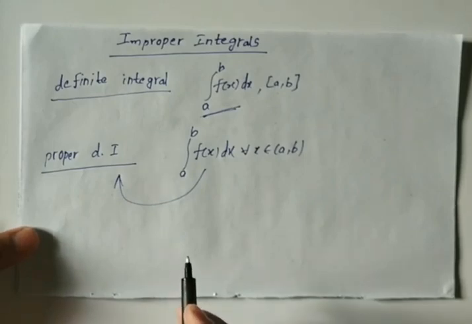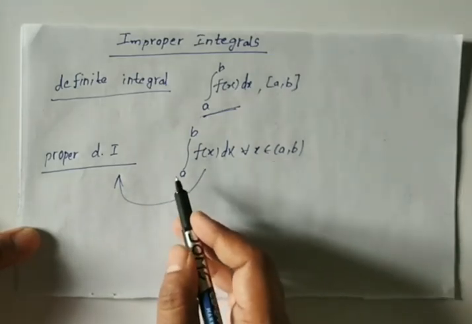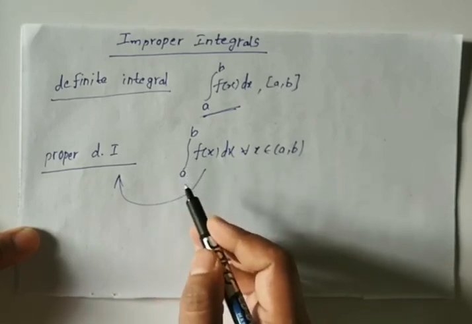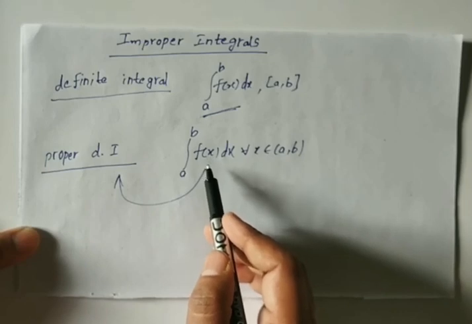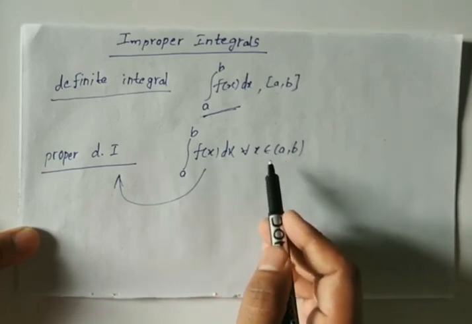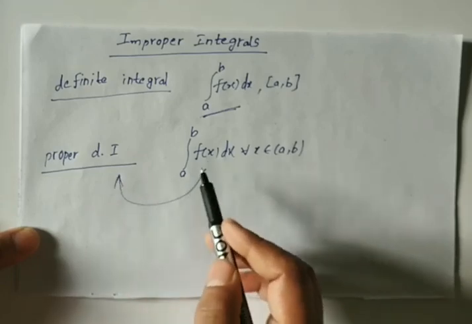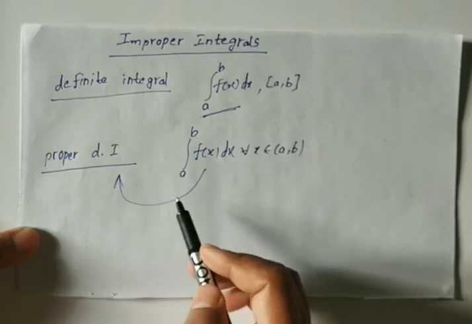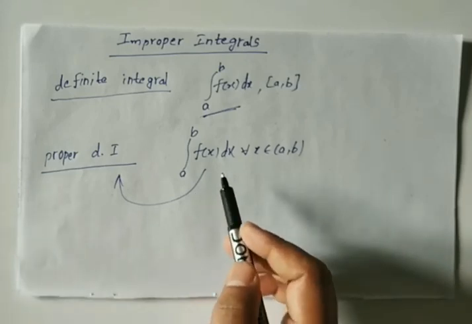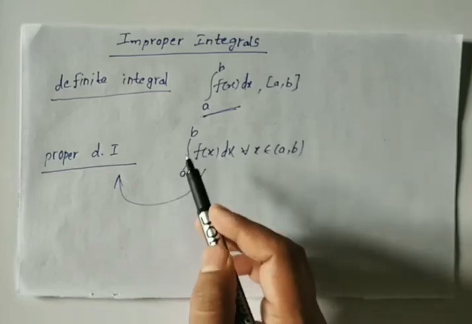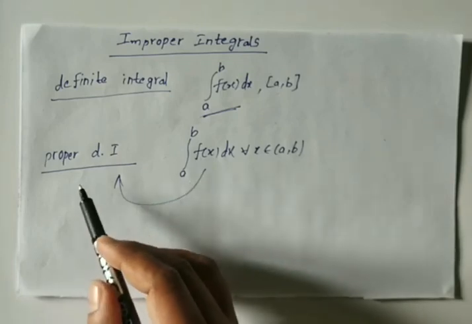A proper definite integral is nothing but f of x being a bounded function on the closed interval a comma b, where a and b are finite constants. Then this definite integral is called a proper definite integral. A proper definite integral is just a definite integral. In a proper definite integral, f of x is a bounded function on the closed interval a comma b, and a and b must be finite constants. Don't worry, once again I will explain.